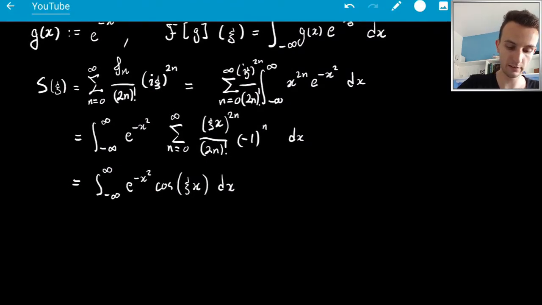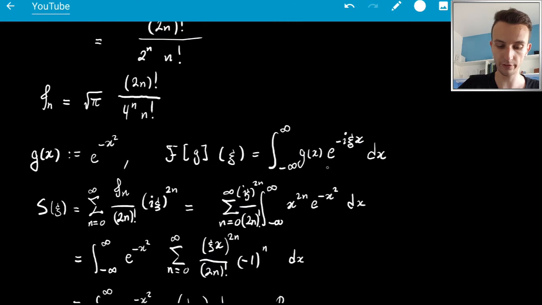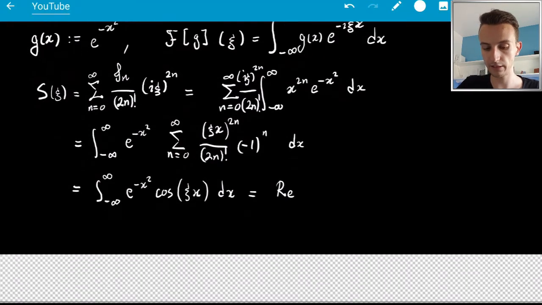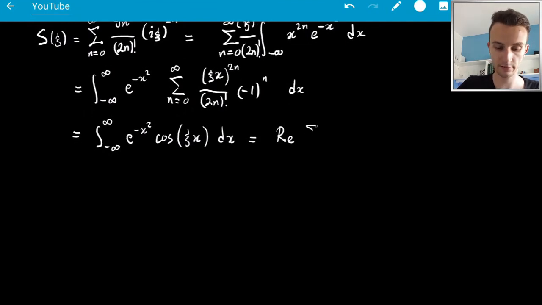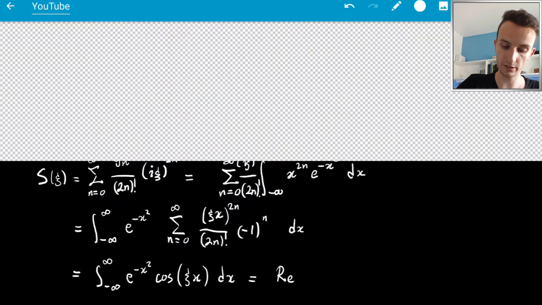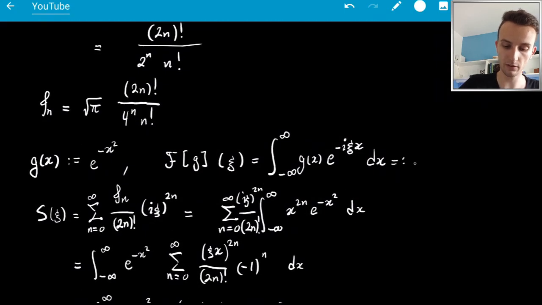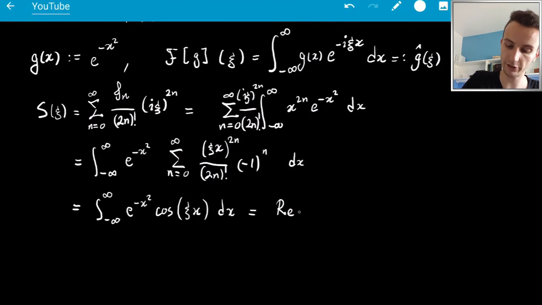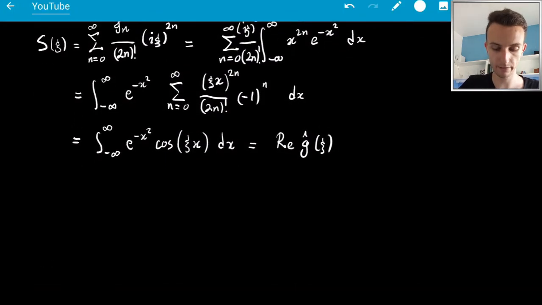Well, I'd like to remind you that this would actually be the real part of the Fourier transform. As you can see, the real part of e to the minus i xi x is cosine xi x. It will be the real part of the Fourier transform of G. Maybe let's just call this G hat xi. So this would be the real part of G hat xi.